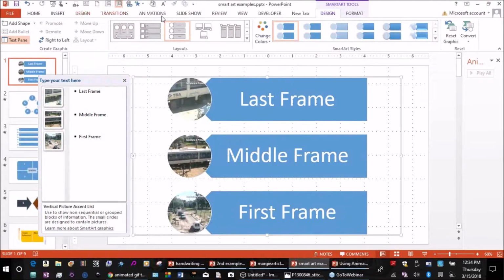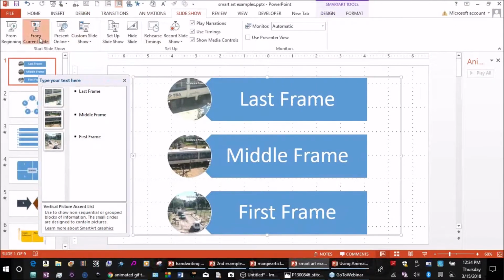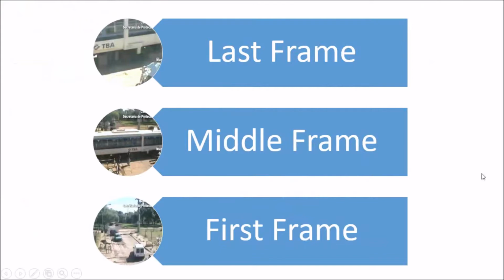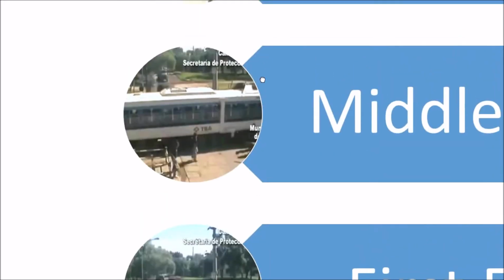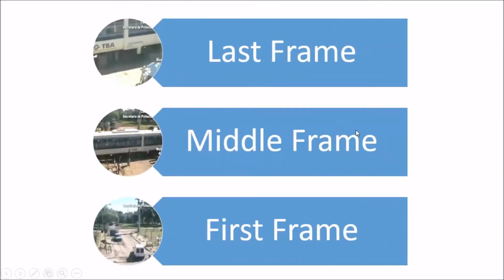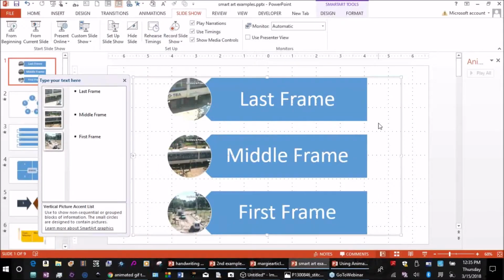And now if I play the slide, it all shows up at the same time, and it doesn't really give me a chance to animate it: first frame, middle frame, last frame. I do have a magnify tool, which I could use to zoom in on these graphics, and that's built into PowerPoint. But I still would like to add a little pizzazz, a little animation to this particular SmartArt.